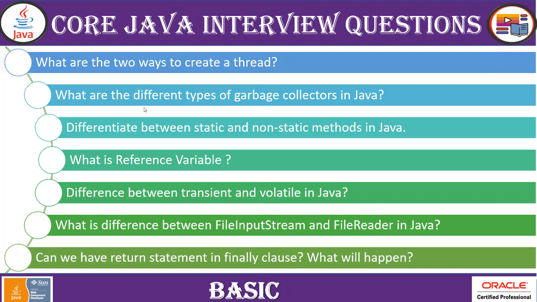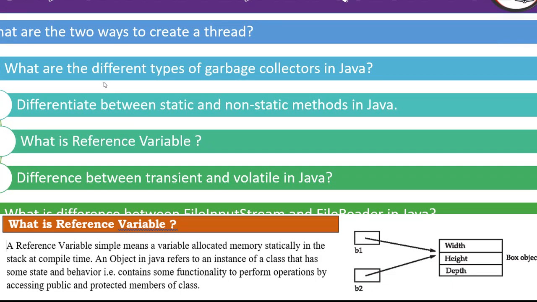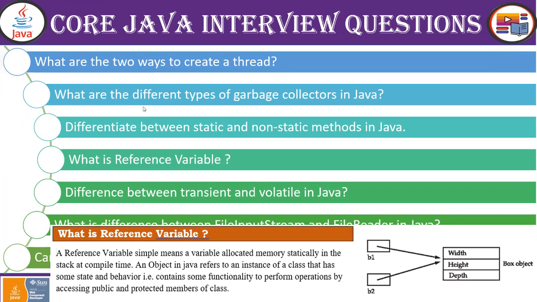What is a reference variable? This question is very interesting and interviewers are expecting you to explain it with some examples and diagrams. But theoretically, all you need is to be very precise, in 1 or 2 lines. A reference variable simply means a variable allocated memory statically in the stack at compile time. It refers to an instance of a class that has some state and behavior, that is, contains some functionality to perform operations by accessing public and protected members of the class.